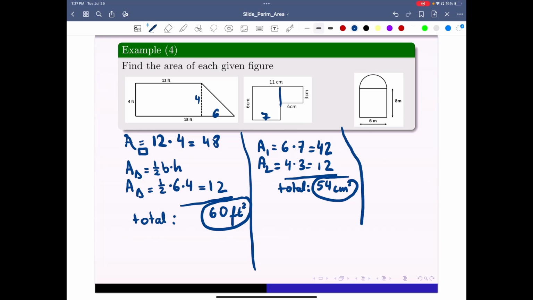And then figure 3, this third figure is my rectangle and half of the circle. This would be whole circle, and this is half of the circle. Radius of the circle is right here, so it would be half of the 6. So radius is 3. So we have area 1, or area of the rectangle, would be 6 times 8, which is 48. It's right here, 6 times 8.